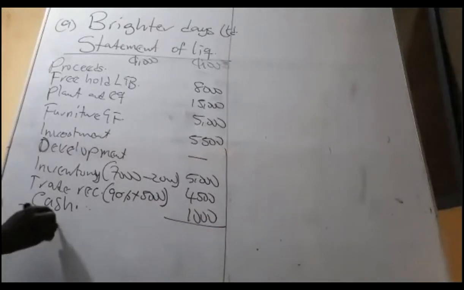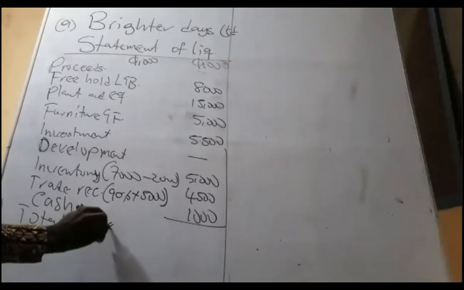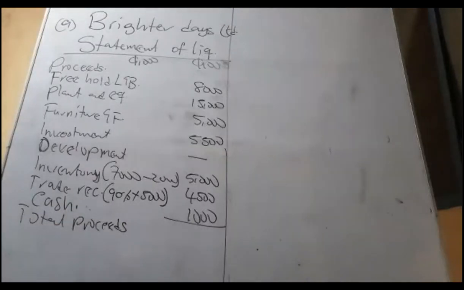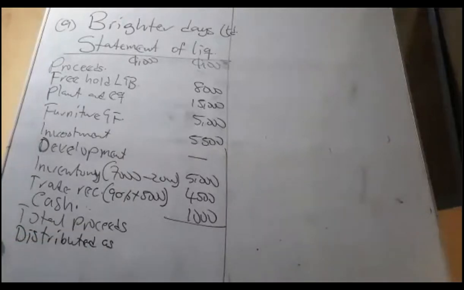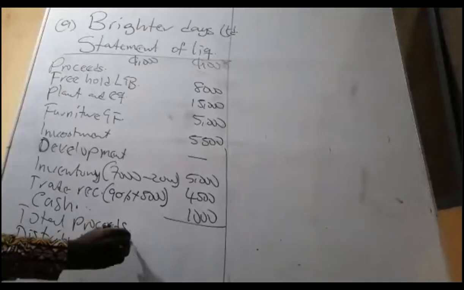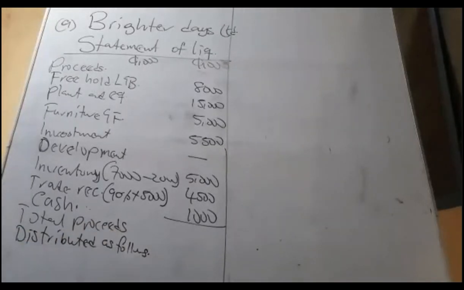Put all of them together. That's the total proceeds. As usual, I start again. Distributed as follows. So kindly get me the total proceeds. So this is distributed as follows. So the total will be 8,000 plus 15, 20 plus 5, 25,000, 30,500, 35,500, 44,500.